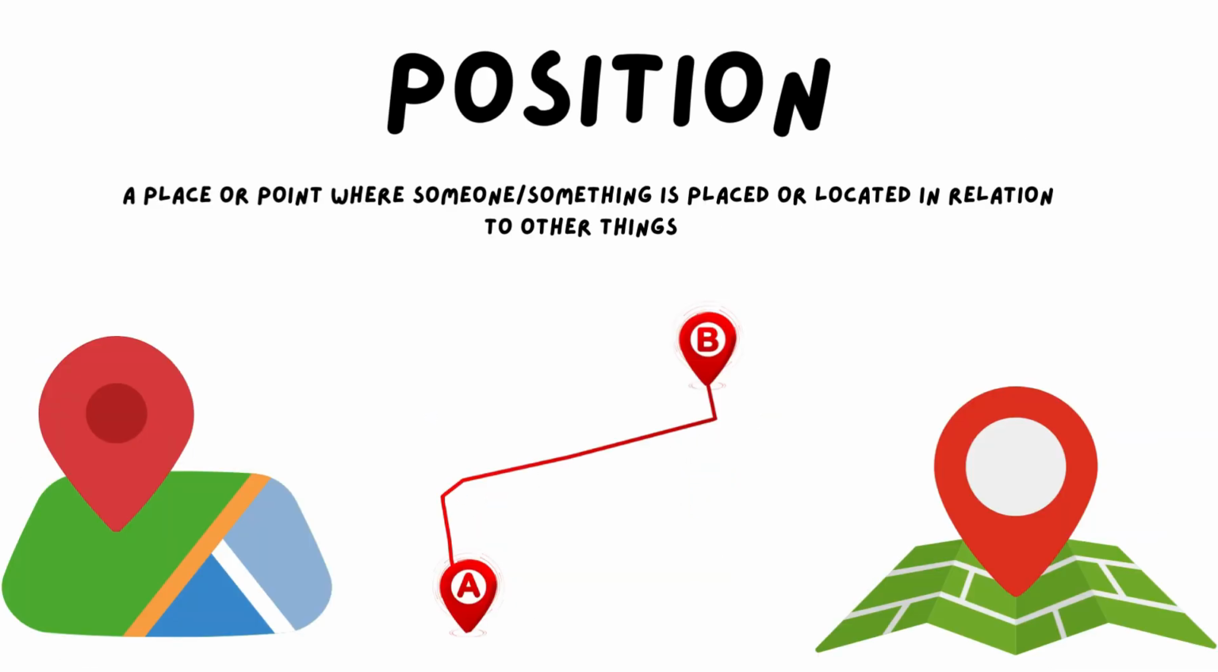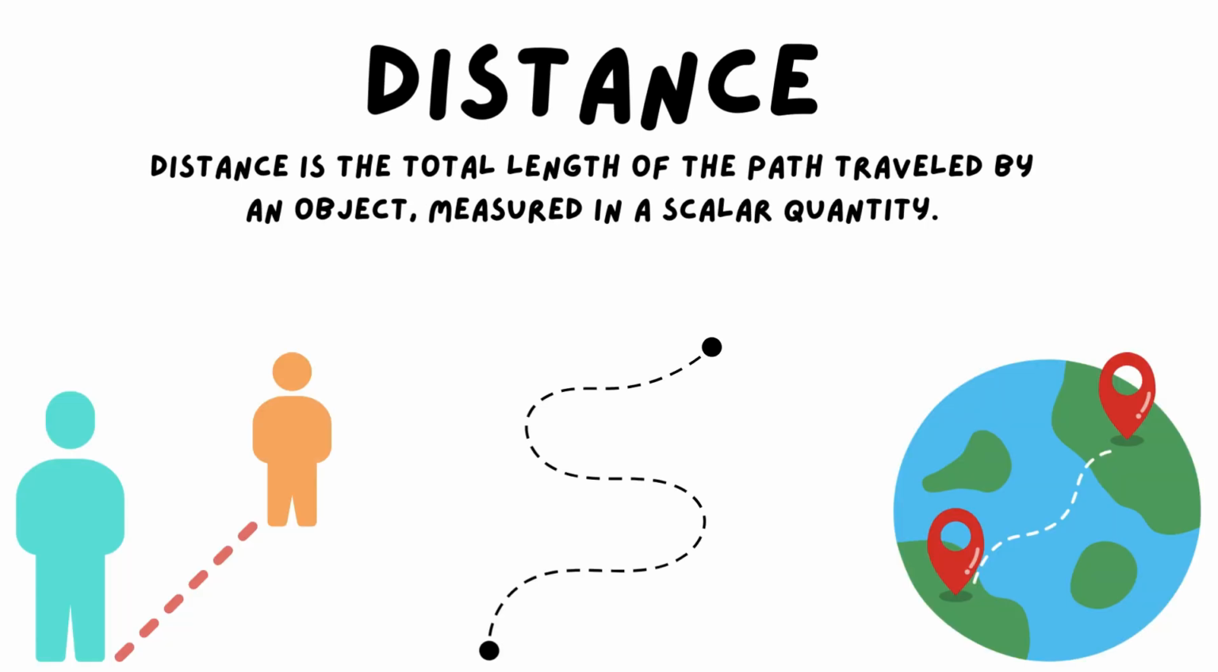Position: a place or point where someone or something is placed or located in relation to other things. Distance: the total length of the path traveled by an object, measured as a scalar quantity.